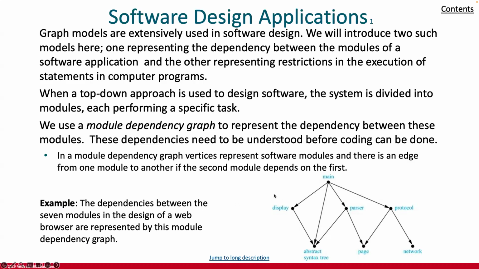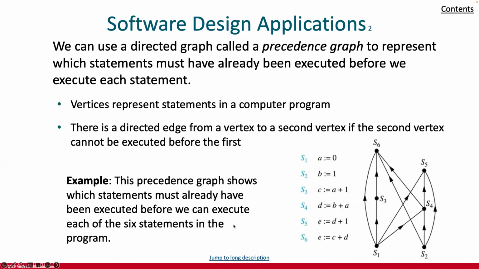And here is an example. The dependencies between the 7 modules in the design of a web browser are represented by this module dependency graph. So some of you may end up getting into web design, and so that might be helpful. We can also use it in software design for precedence. And so here we have a precedence graph to represent which statements must have already been executed before we execute each statement. And so this gets into information flow processing.